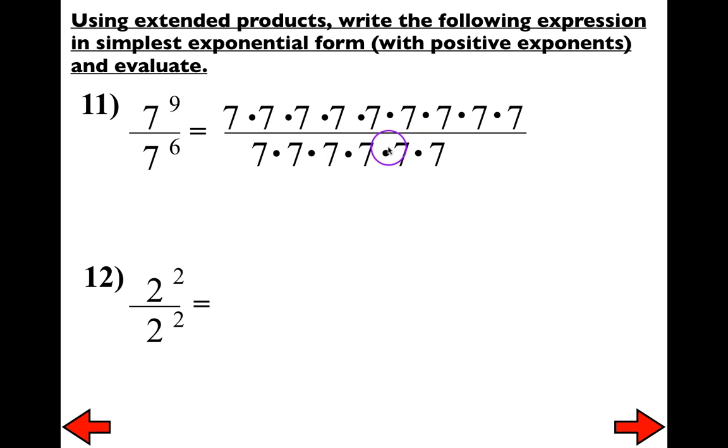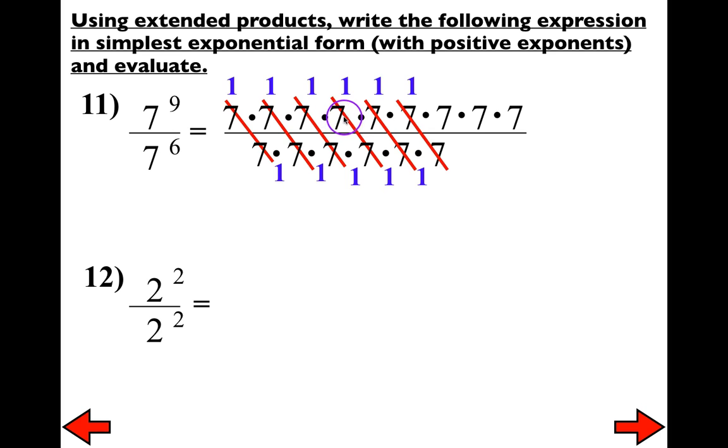For myself, if I was doing this on my page that I'm showing my work, I would deliberately line up my 7s so it's easier to cross-cancel, but it's just total preference. For you, it really doesn't matter. So here, 7 divided by 7 becomes 1. 7 divided by 7 becomes 1. Keep going until you can't go any further.